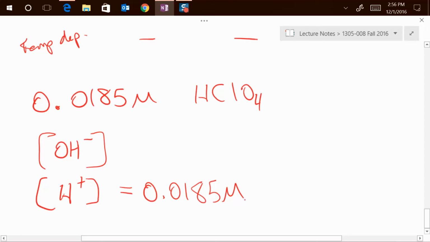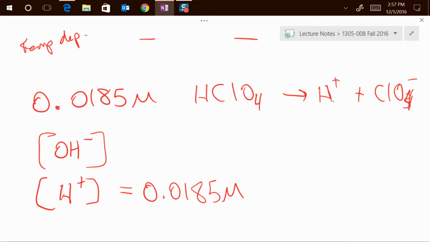Why? Well, this is a strong acid. It dissociates into two ions, producing H plus and ClO4 minus in solution, and it dissociates 100%. How do you know it's a strong acid? Because I would never give you a weak acid and ask you to find any of this. If I give this to you, it's either a strong acid or a strong base.